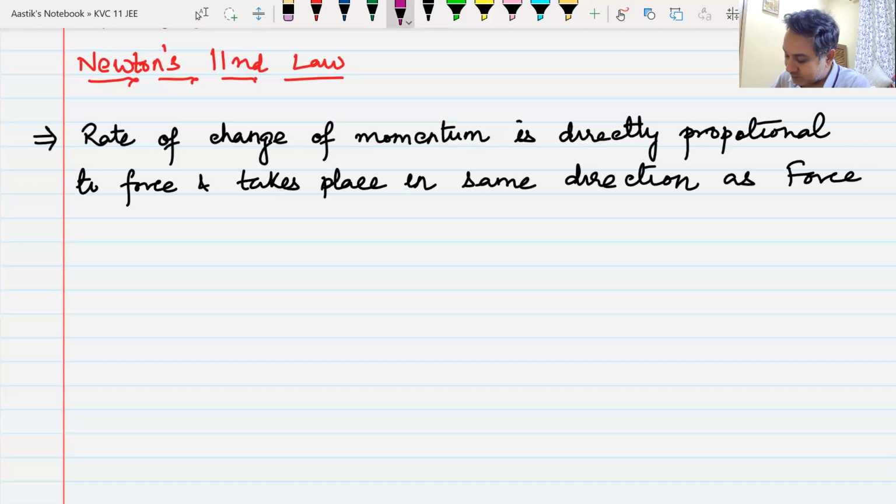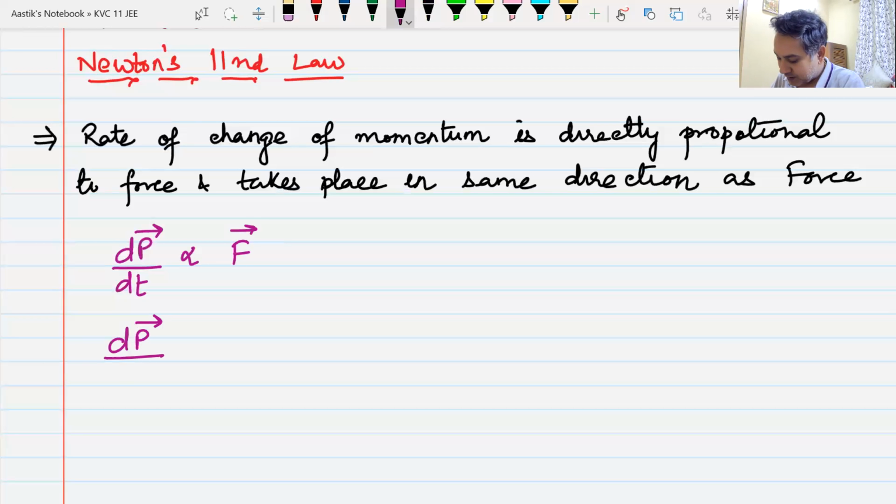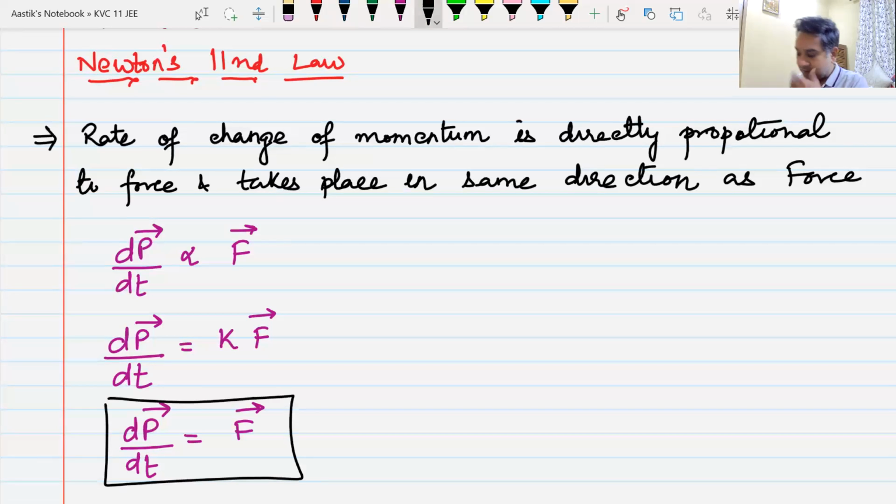So basically it is saying dP by dt, rate of change of momentum, is directly proportional to force, or it is saying dP by dt is equal to k, which is a constant, multiplied by F. The value of this k actually comes equal to 1. So your Newton's second law of motion becomes dP by dt, rate of change of momentum, is equal to the force. That becomes your Newton's second law of motion.